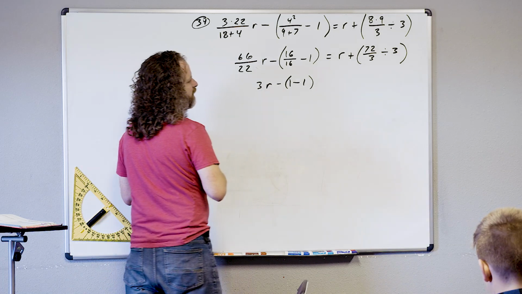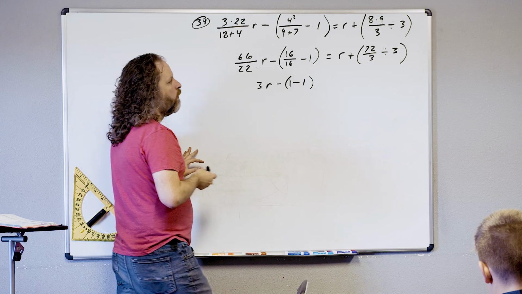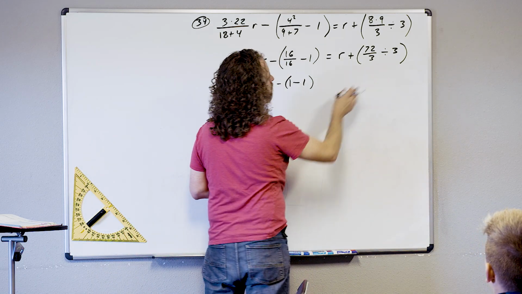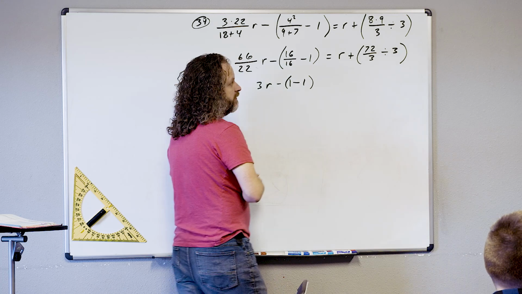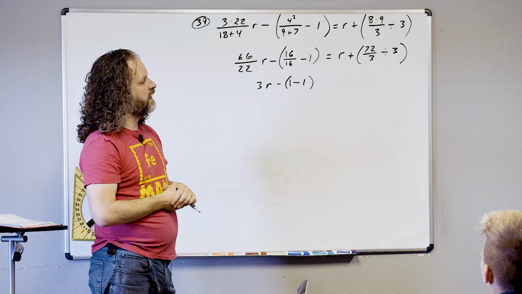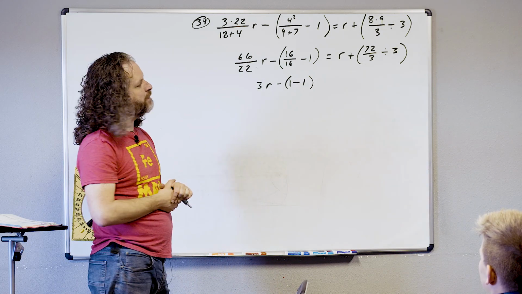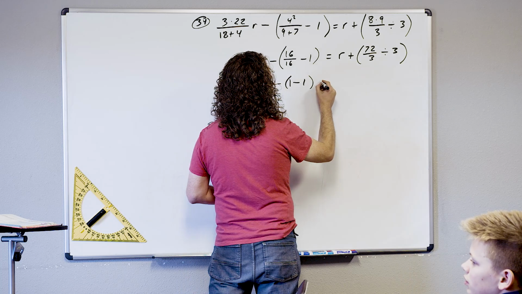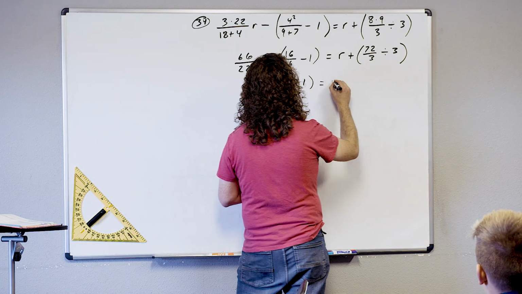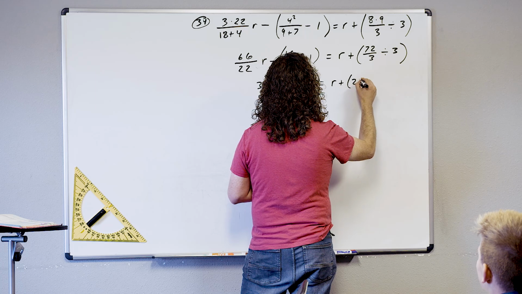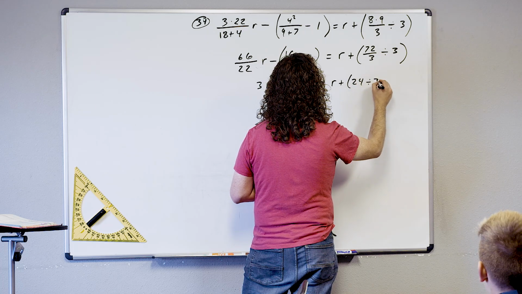Y'all are both right. Okay, what can we do in here? 72 divided by 3, but yes. Oh, divided by 3 again. Yeah, but let's just do it. Let's break this up into steps. So r plus 24 divided by 3.